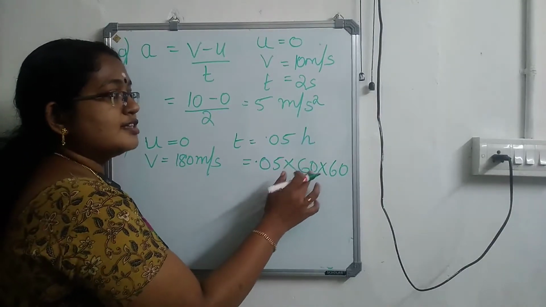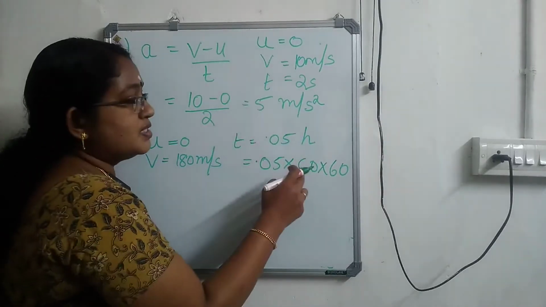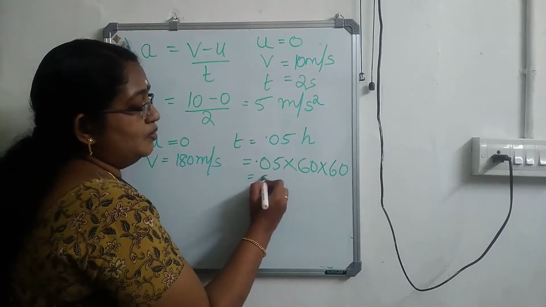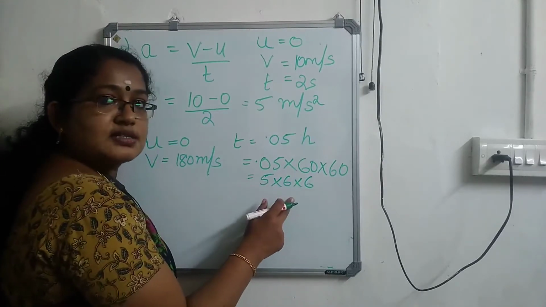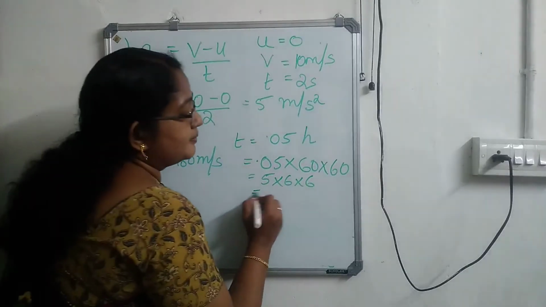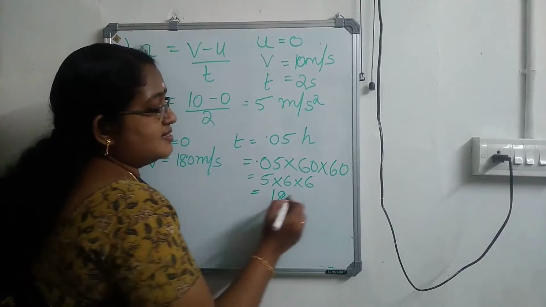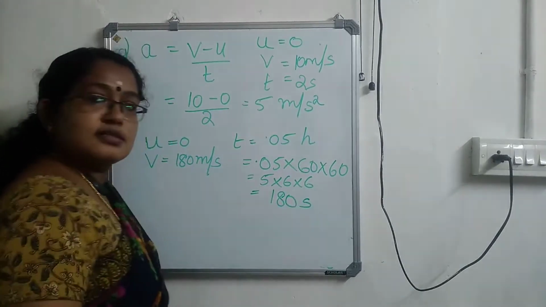0.05 into 6 into 6 into 10 into 10 if you split it. So with those two zeros the decimal point will be moved. So 5 into 6 into 6. 5 into 6 is 30. 30 into 6 is 180. So 180 seconds. Okay.